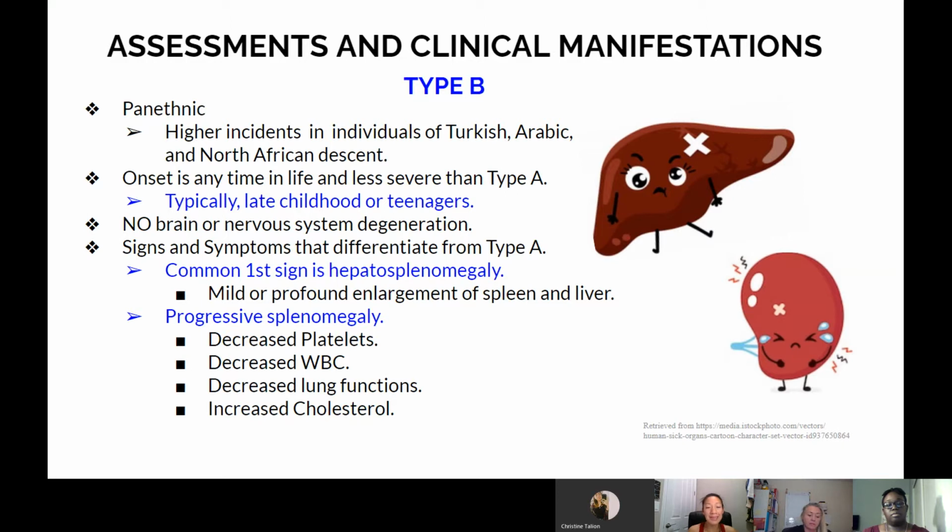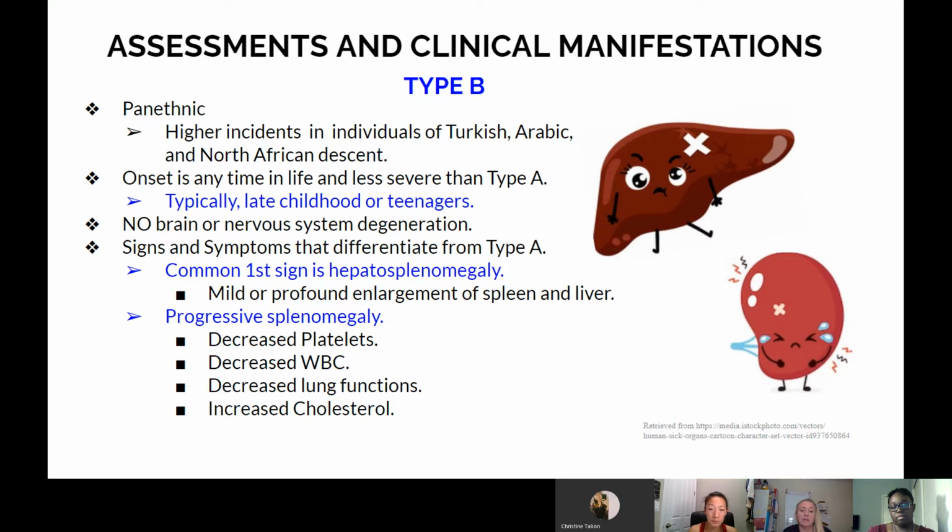Most commonly, the first sign will be a mild or profound enlargement of the spleen and liver, which is mild hepatosplenomegaly. You'll see a progressive splenomegaly, with a decrease in platelets, a decrease in white blood cells, a decrease in lung function, and an increase in cholesterol or other lipids. For type B, you'll mostly find the accumulation of sphingomyelin.